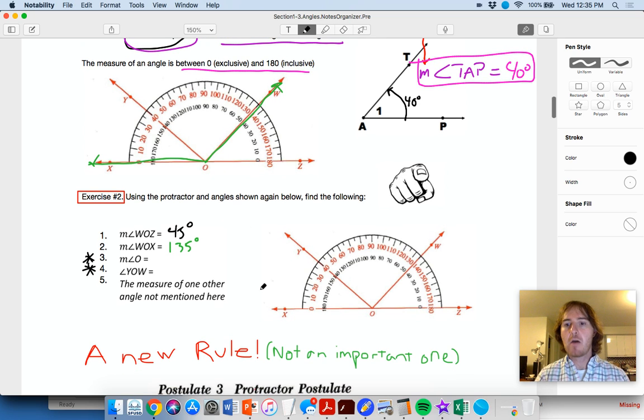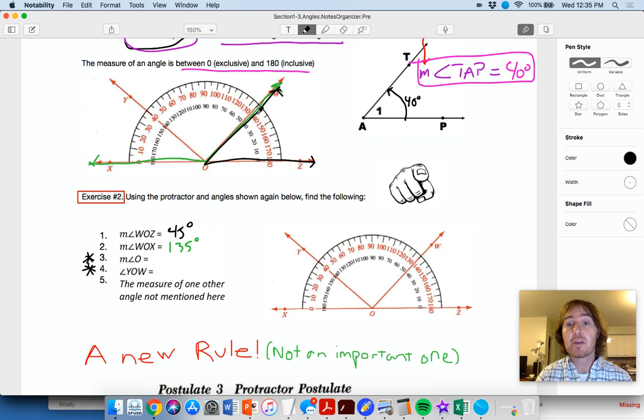All right, and now I'm going to pause here, okay? This is pretty easy. The first two are pretty easy. So measure of WOZ, that one's here, right? This is WOZ, and this is pretty easy here, okay? So where's this one pointed at? It's pointed at 0 degrees.